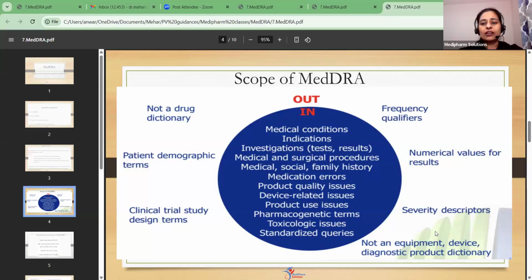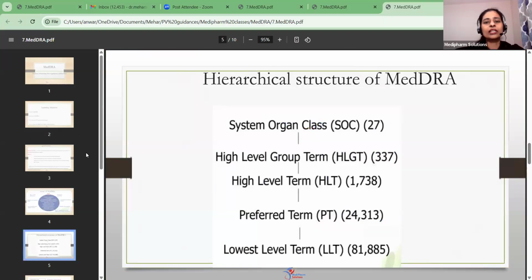Also not an equipment, device, or diagnostic product dictionary. Okay. So these are all not used, and where we use it is basically the adverse event terms, the indication, investigations, and for the history. Okay, now let's see the hierarchy of MedDRA terms. So there are different levels of hierarchy of MedDRA terms.